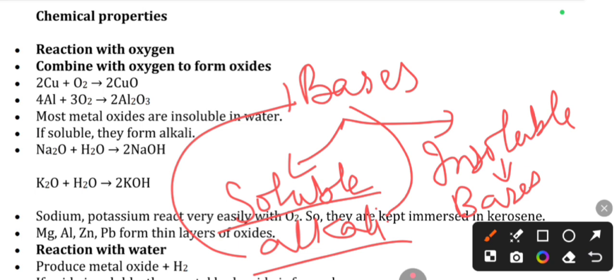So in the exam many times they ask this question. Okay, sodium oxide, potassium oxide, you have to learn. These two are the metallic oxides which behave as an alkali. In 10th class they ask this question many times.